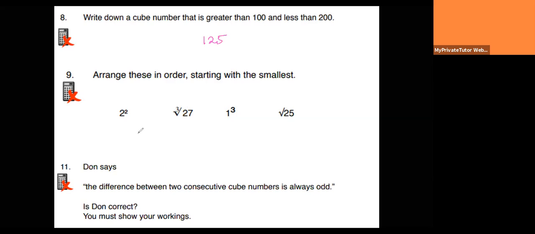Okay, arrange these numbers in ascending order. Anyone interested? 2 square is 4. This is nothing but a 3. This is nothing but a 1. This is 5. And you got the answers. I hope you know the answer now. So 1, 3, 4, 5.